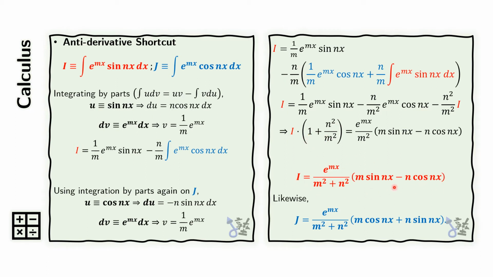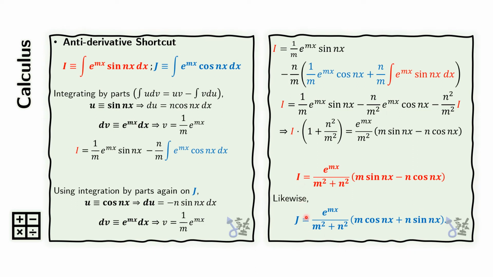And now we can obtain J by, first, we can do another integration by parts for this bit here, or another option is we replace the I in here with this expression, and then we solve for this J. And you will see that we get this expression.